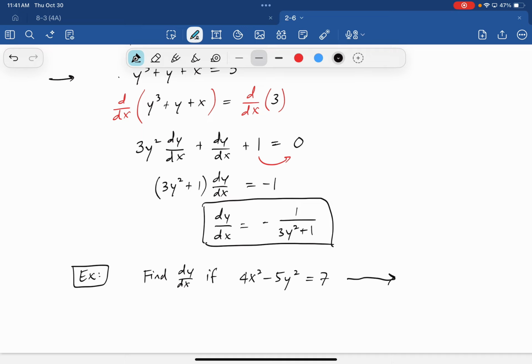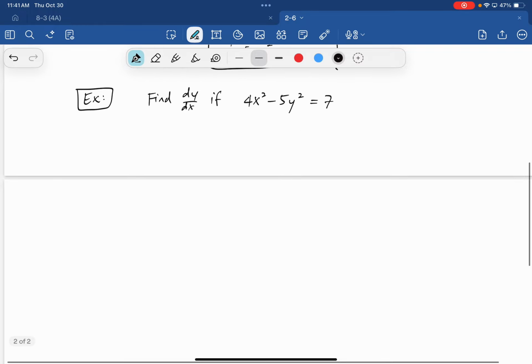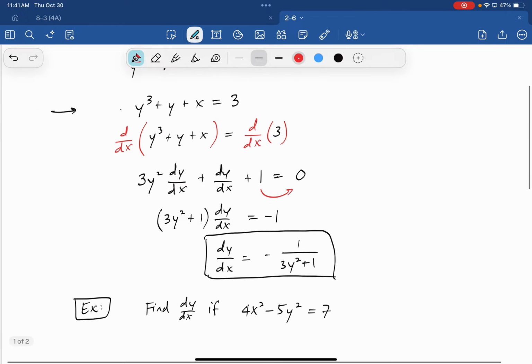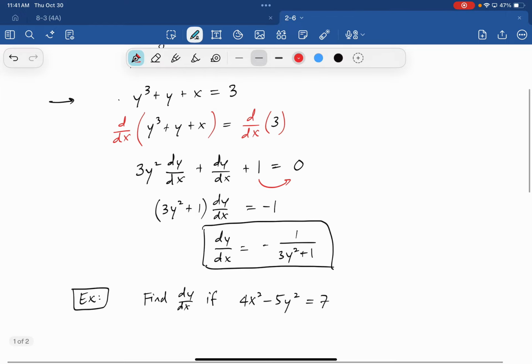I think it's a hyperbola, right? I think. So, the ugly way would be to try to isolate for y, but that's not going to give us a very helpful answer. Try this yourself. So take the derivative of both sides with respect to x.